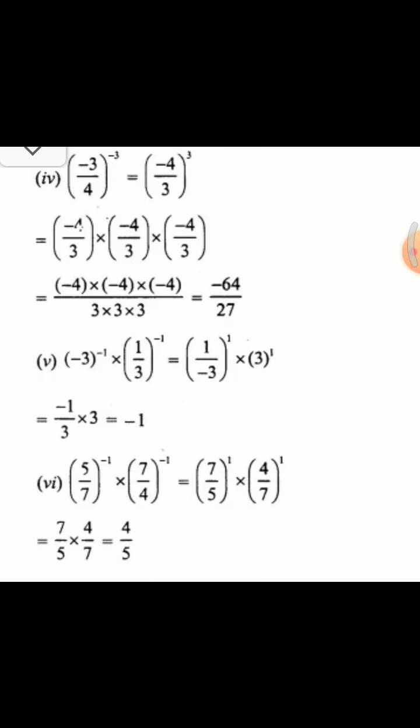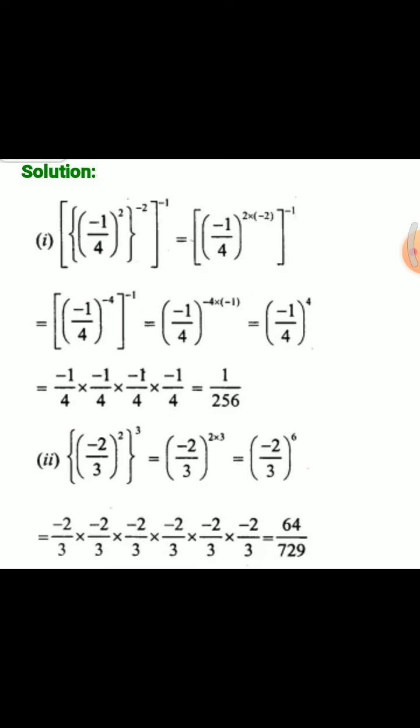Now part number 4 equal to minus 3 by 4 power minus 3 means minus 4 by 3 power 3. After that you multiply minus 4 three times and 3 three times, so minus 64 by 27. Parts 5 and 6 you understand by yourself and solve it.